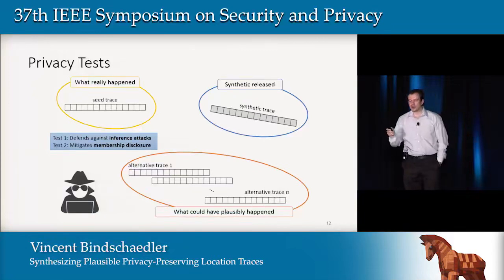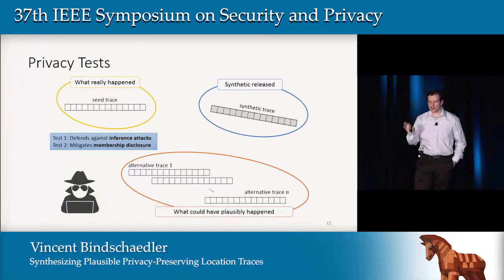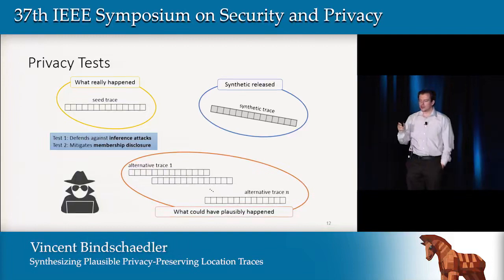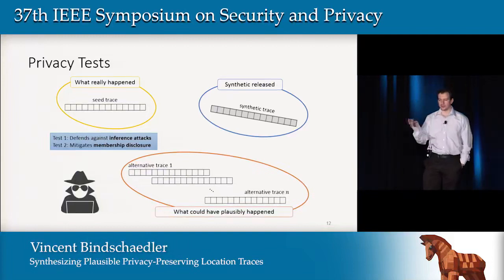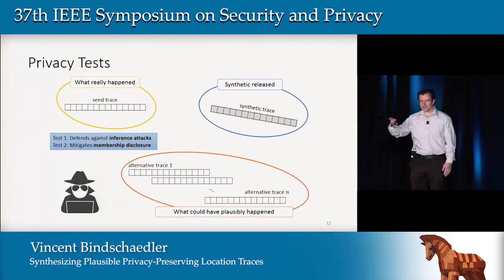How do we actually go about ensuring privacy? Well, the first thing is, what are we worried about? What we are worried about here is what is the synthetic trace actually going to leak about the seed trace it came from, right? So we're going to release the synthetic trace if it passes the privacy test, but the seed trace is what was sensitive.